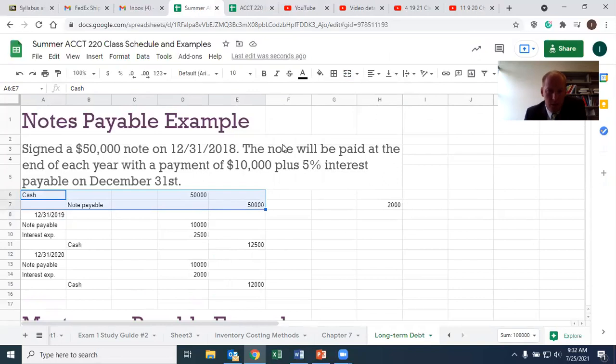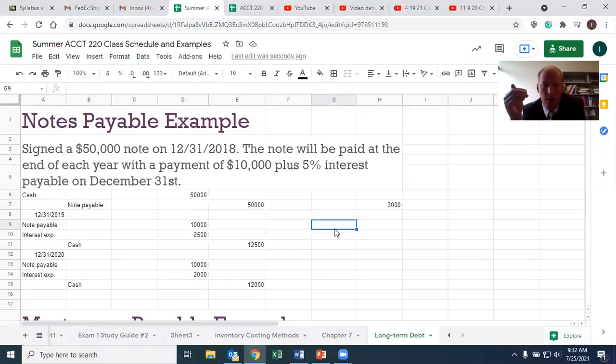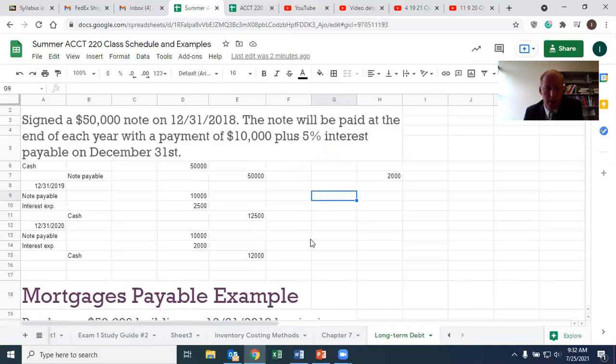So if you look at the wording on this, we're going to pay $10,000 back to reduce down the principal, the $50,000. And then in addition to that, we're also going to pay 5% interest. So you can see we're not going to pay the same amount each year, okay? Instead, we're going to pay $10,000 plus whatever the interest rate is, okay?